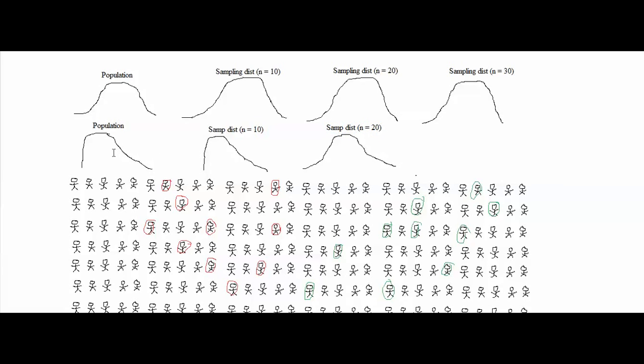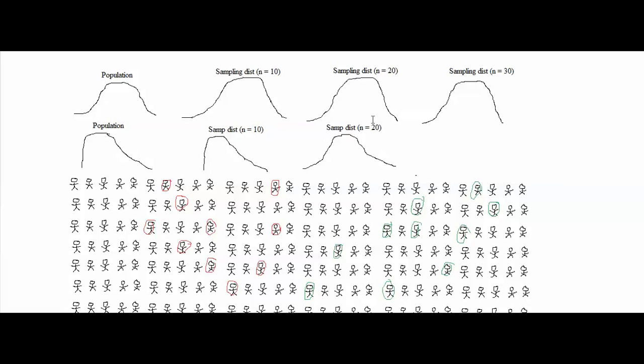So if the population is skewed, then the sampling distribution will also be skewed if the sample size of the possible samples is small. But in this case, when the population is skewed, the sampling distribution becomes more normal when the sample size of the possible samples increases.